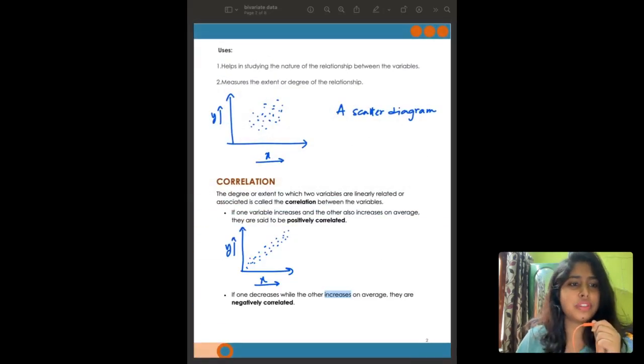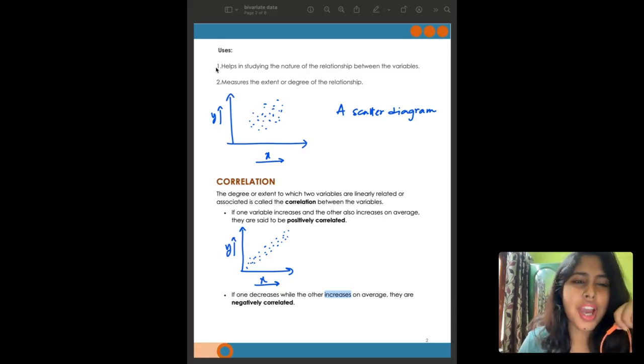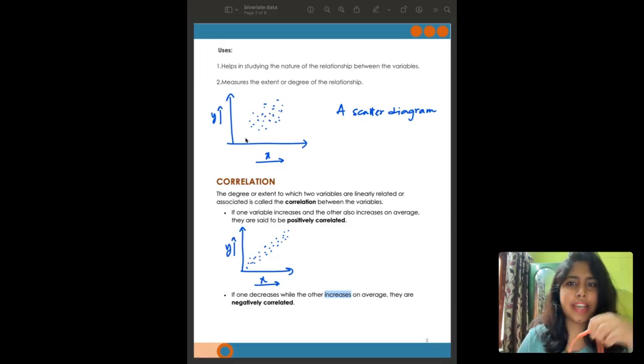The uses. The magic of scatter plots is they help us answer two big questions. First, what is the nature of the relationship? It helps in studying the nature of the relationship between the variables. Are they besties who always move together or enemies who move apart? Second, it measures the extent or degree of the relationship, which is how strong is their friendship? Are they inseparable or just casual acquaintances? Okay? This is the scatter diagram as I have drawn here.